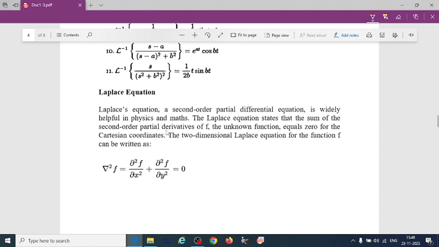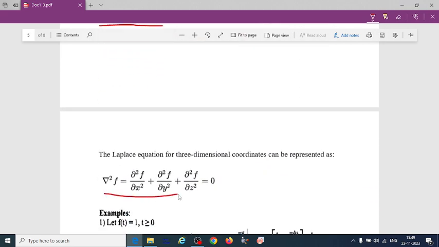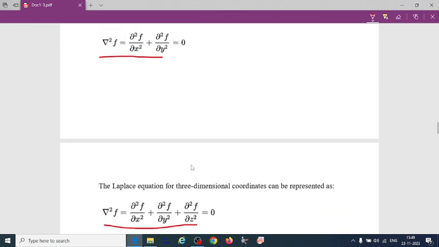And as we know, the use of Laplace equation, we have already studied the Laplace equation in physics and maths. It is a second order differential equation. If we consider two dimensions, then we can just consider x and y coordinates. If we consider three dimensions, then we can write the second order derivative, that is del square f is equal to 0.